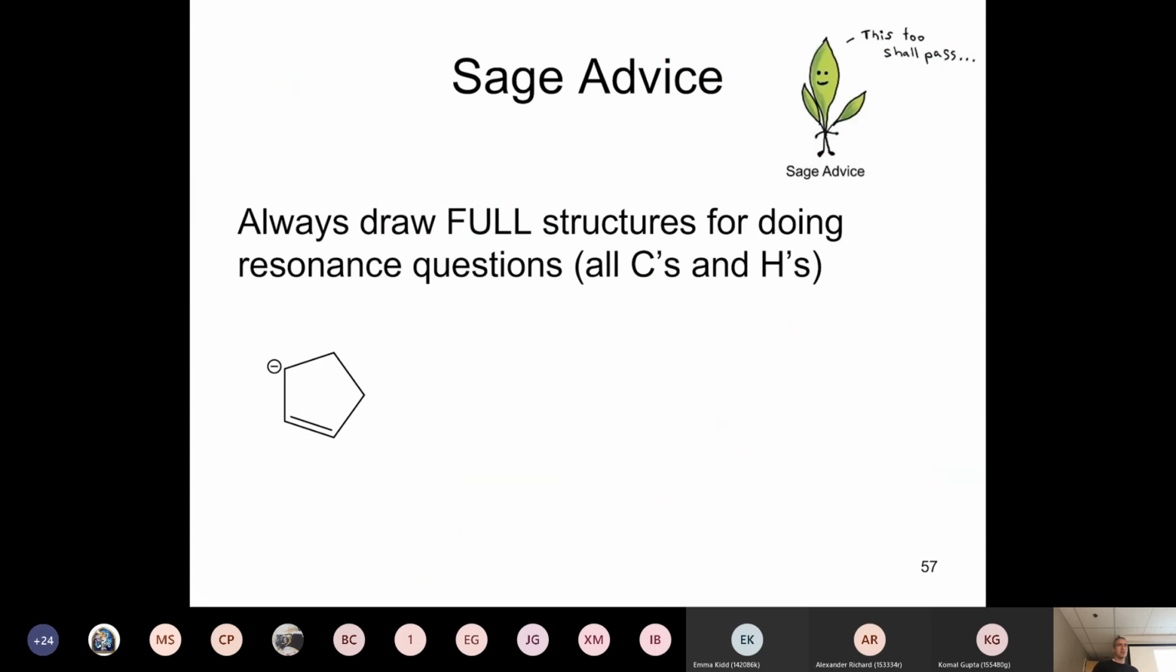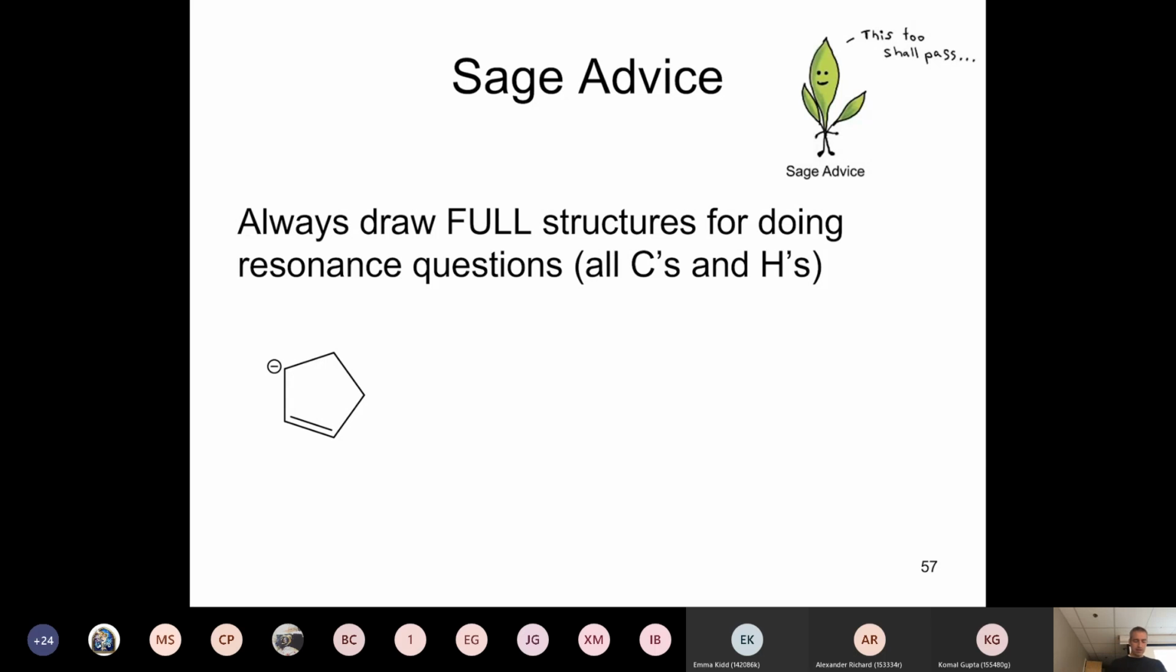Sage advice, and this is something I'm going to recommend you do, especially when you're starting out. We're teaching you multiple things at the same time. One of them is bond line structures, and I'm going to be using almost exclusively bond line structures in this course going forward, and you have very little experience with that. So when you're drawing resonance structures, a great first step is to draw in all of the hydrogens that aren't shown, because that'll help you not make mistakes.